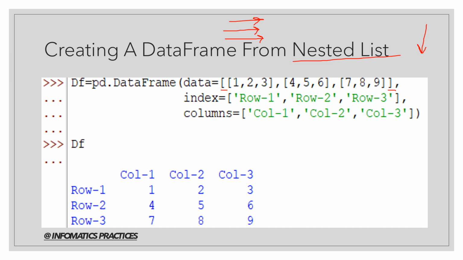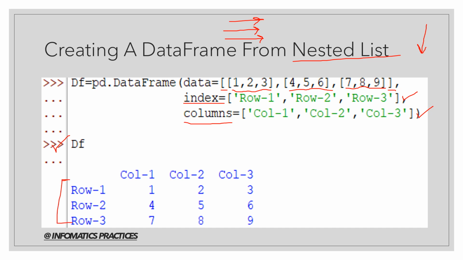First has values 1 to 3, second list 4, 5, 6, and third 7, 8, 9. Now this is our data. Now index equals to, that means the row index I am defining in a list, that is row 1, row 2, row 3. Then column index I am defining using columns equals to col 1, col 2, col 3.